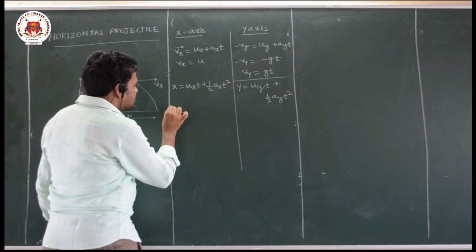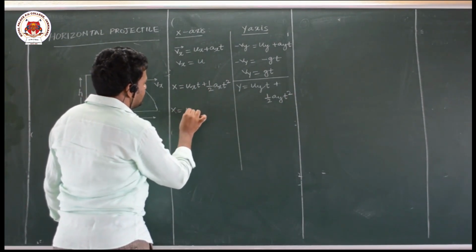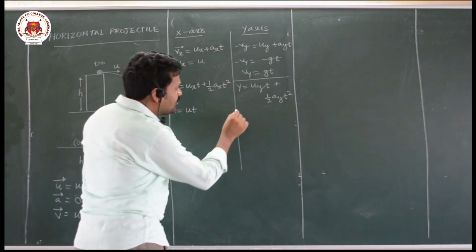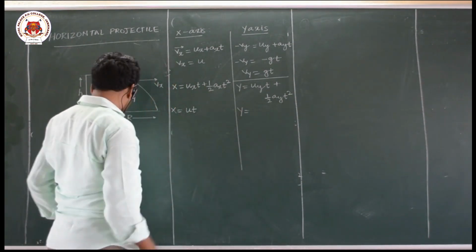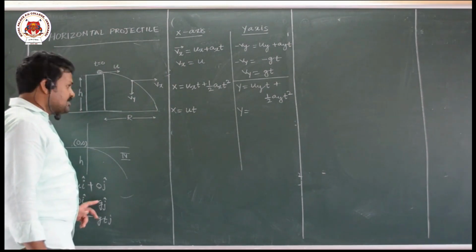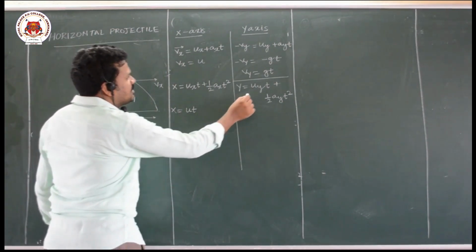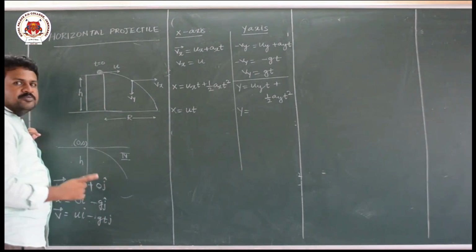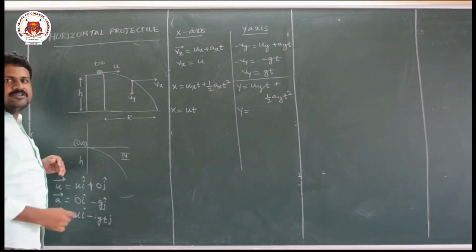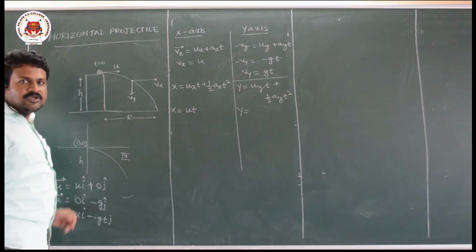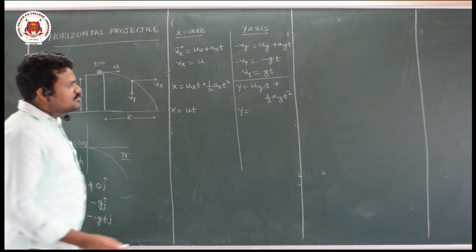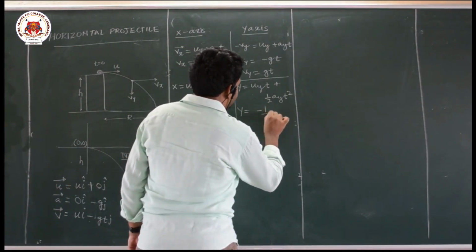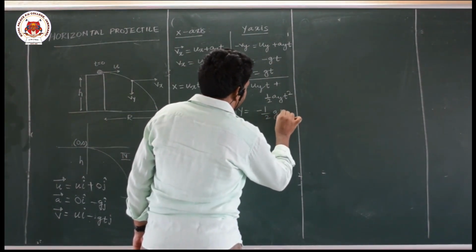Now here what you will get, x is equal to u into t, because ax is 0. Similarly, y is equal to, what is acceleration, what is initial velocity along y direction? There is no initial velocity along y direction. When I project horizontally, I can't say that I have given some velocity in y direction, I have given only in x direction. So uyt will be 0, then y is equal to minus half gt square.